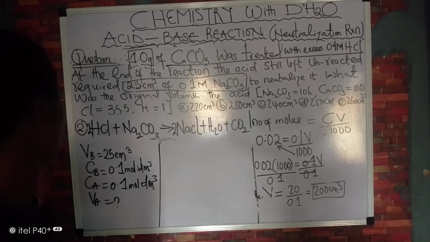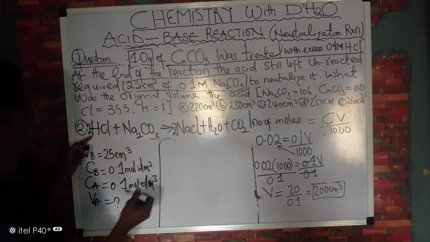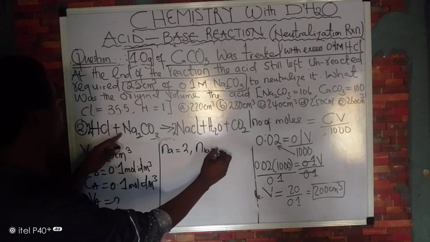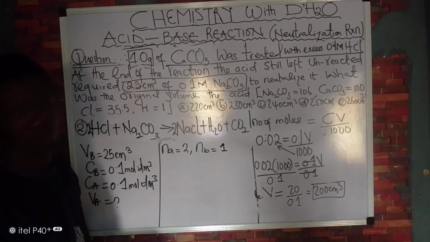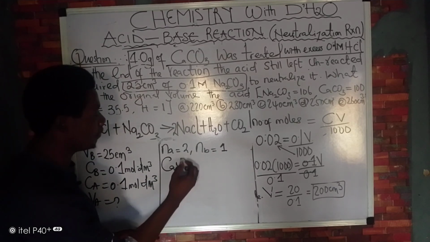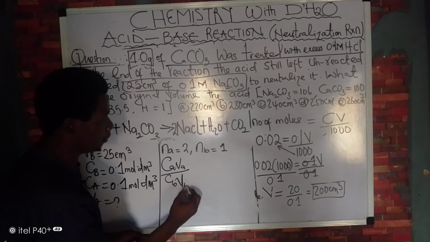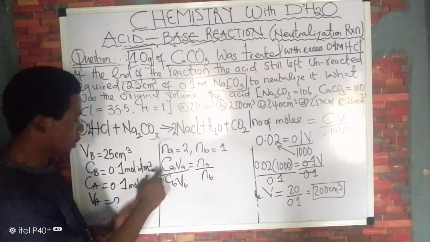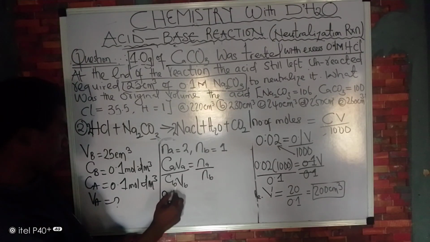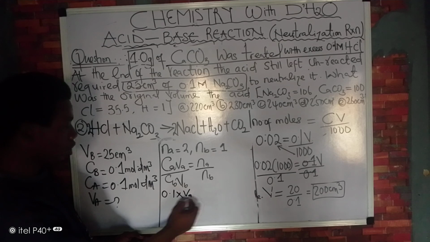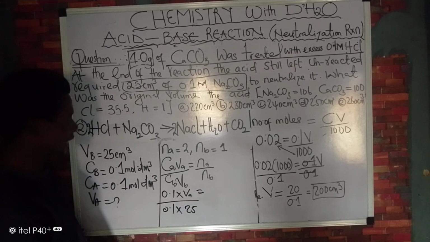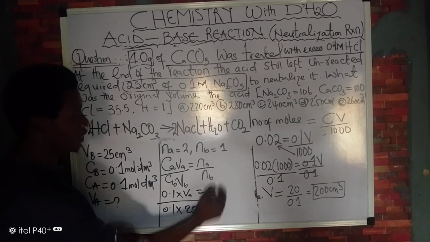Moreover, class, listen to me. Remember that the mole ratio is given in the equation. So the number of moles of A is equal to 2, number of moles of B is equal to 1. So what do we do now? Very simple. CAVA over CBVB is equal to NA over NB. Now CA is 0.1, VA we don't know, all over CB which is 0.1, VB is 25, equals to NA, which is 2, NB is 1.